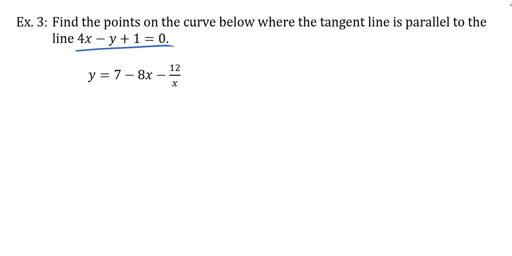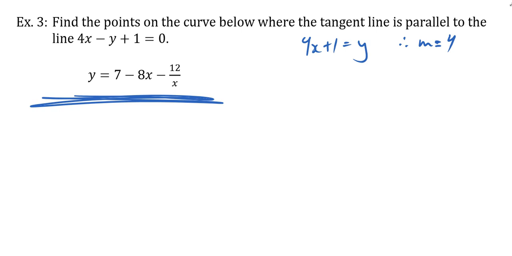Parallel lines means same slope. So if I can find the slope of this line, then I know what I'm working towards. Otherwise, that line is not relevant. This line doesn't help me in any way, right? So if I go 4x plus 1 equals y, I've got it in mx plus b form. And so my slope is 4. That's all I need that line for. I want to find the points on this curve where the slope of the tangent is 4. So what do I need to do? I need to find an expression for the slope of the tangent first. That means take the derivative.